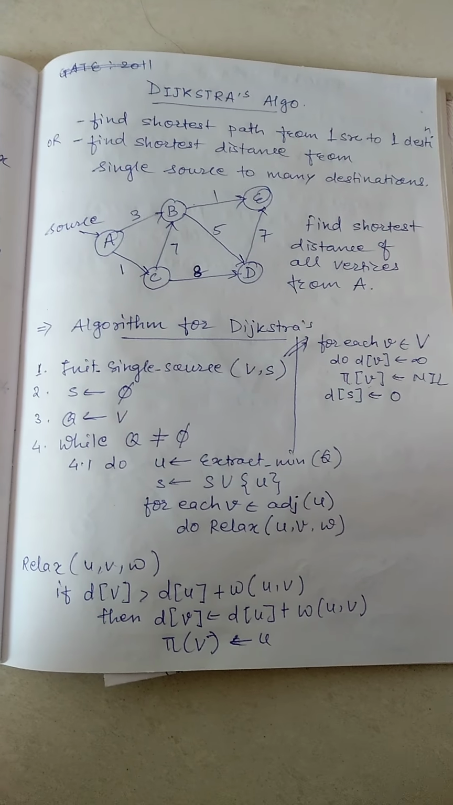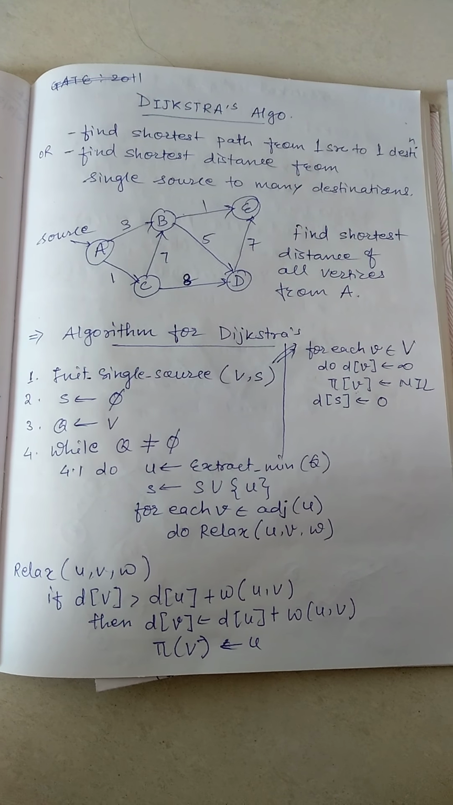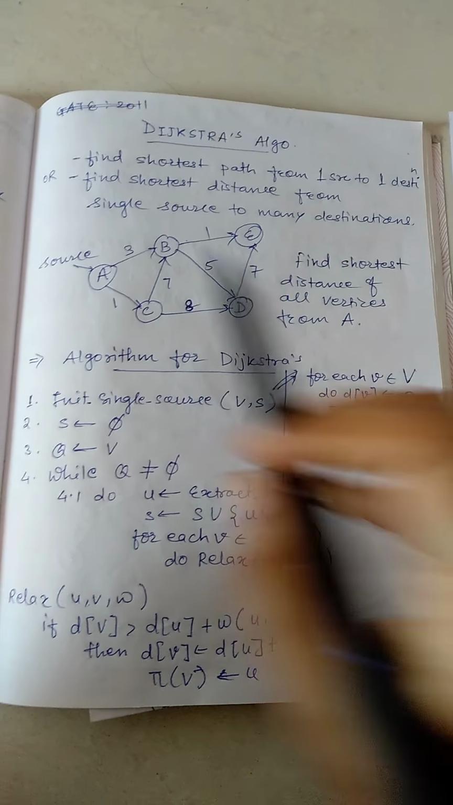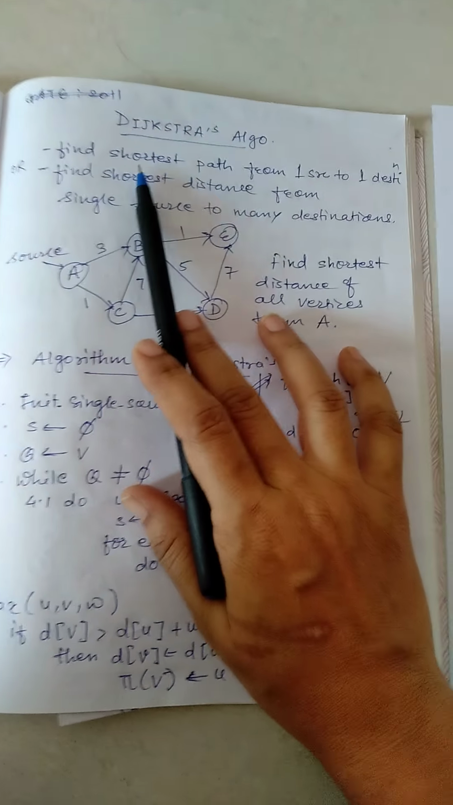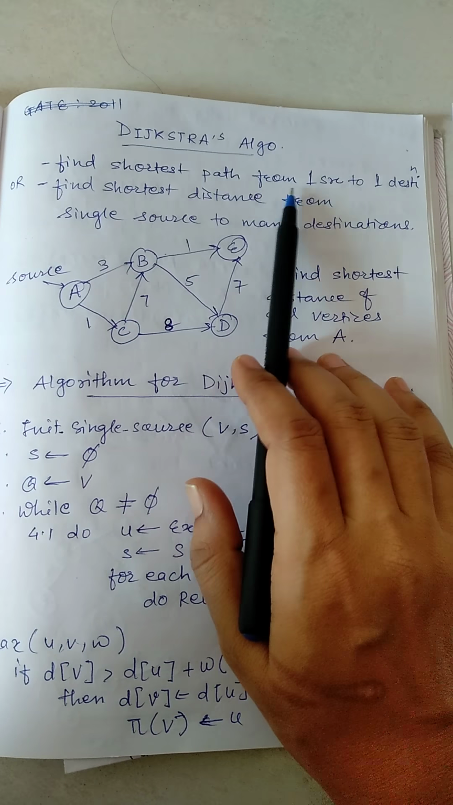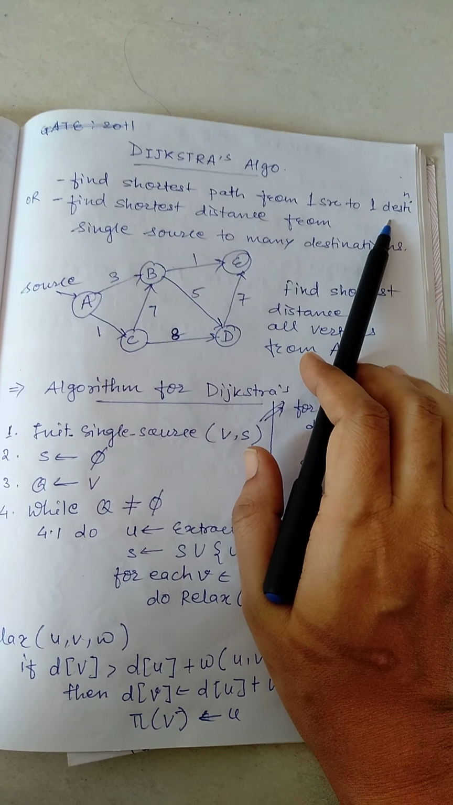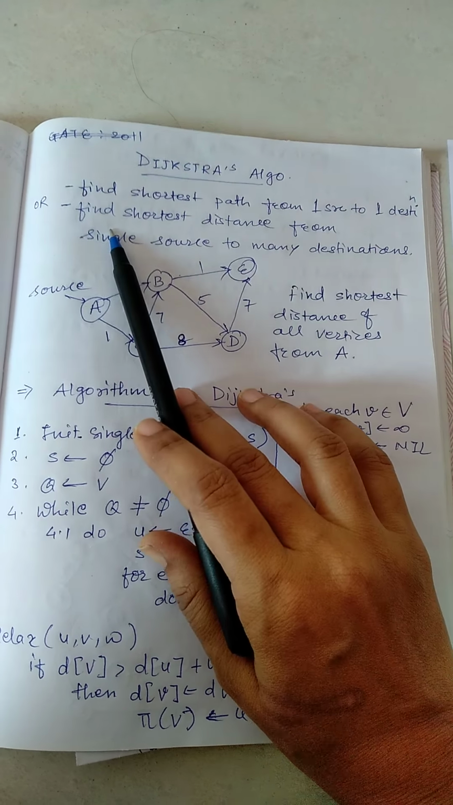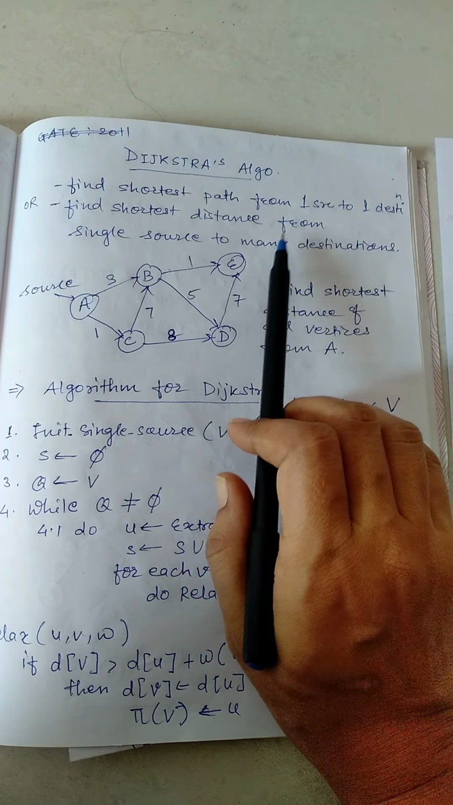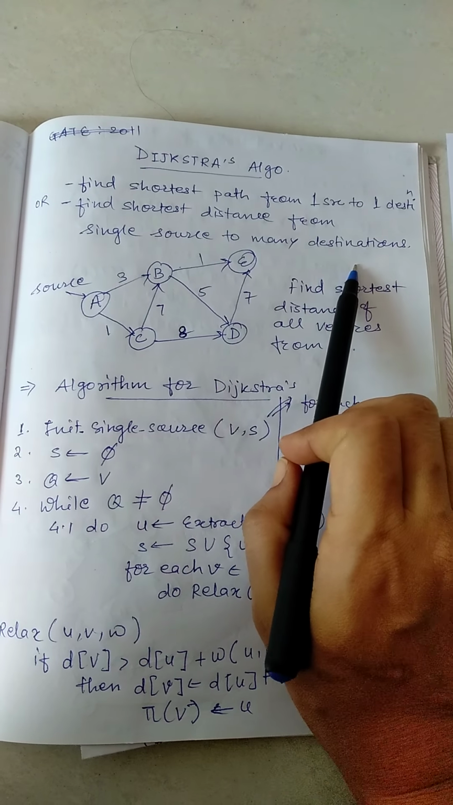Today I will explain the shortest path algorithm, that is Dijkstra's algorithm. This Dijkstra's algorithm is used to find the shortest path from one source to one destination, that is single source and single destination, or it is also used to find the shortest distance from a single source to many destinations.